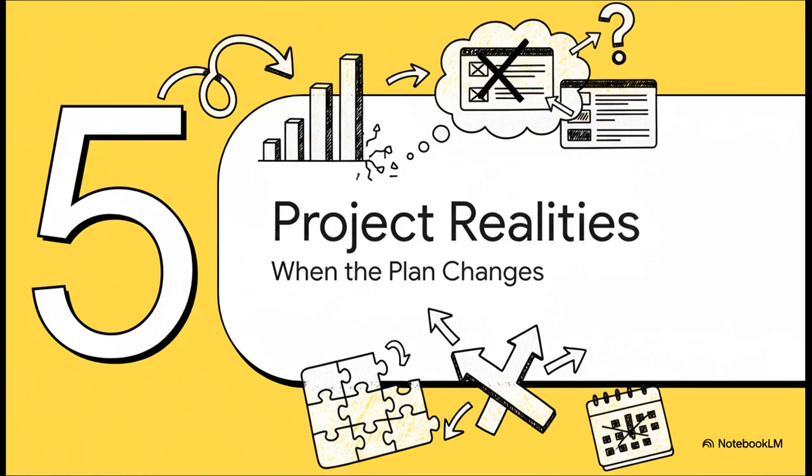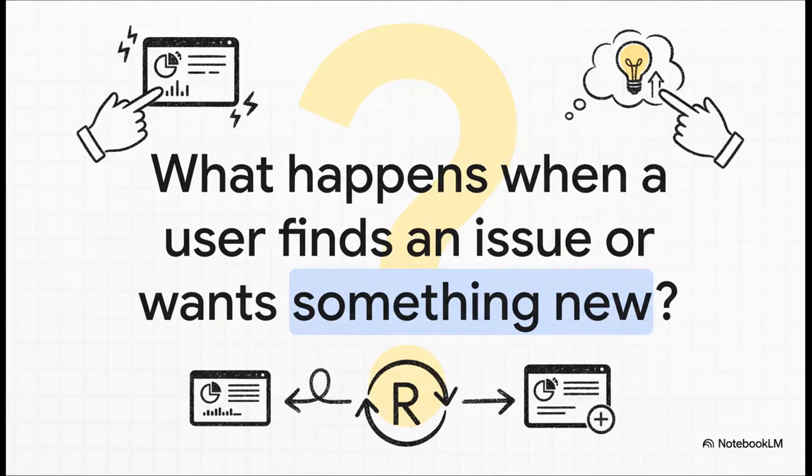Okay, so in a perfect world, the story would end there. We build the awesome dashboard, everyone loves it, and we ride off into the sunset. But we don't live in a perfect world, do we? The last and maybe most important piece of this puzzle is dealing with the messiness of a real project once it's out in the wild. Because trust me, the plan always changes. Sooner or later, this is going to happen.